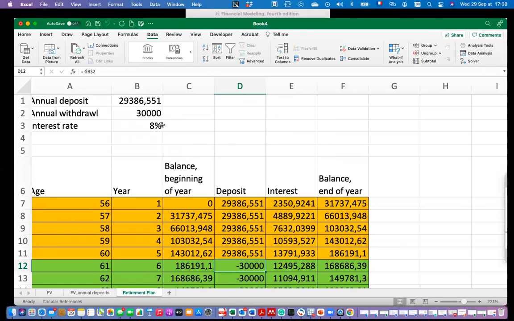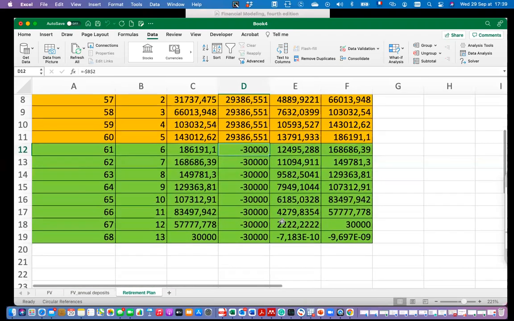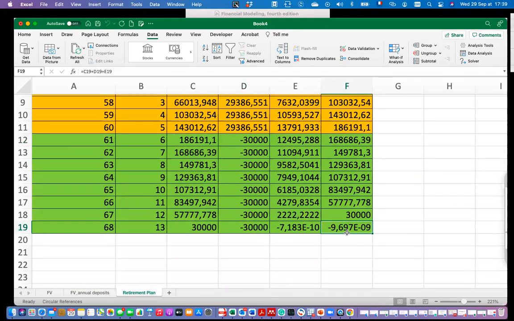See, it makes the iteration and finds the right value, 29,386.55. So this is the right amount you have to deposit at the beginning of each of your working years during 5 years, so you can have a good retirement without leaving extra money on your account once you pass away. So this one is -9, see, exponential -1, which means 0.00000009. It's almost equal to 0, right?